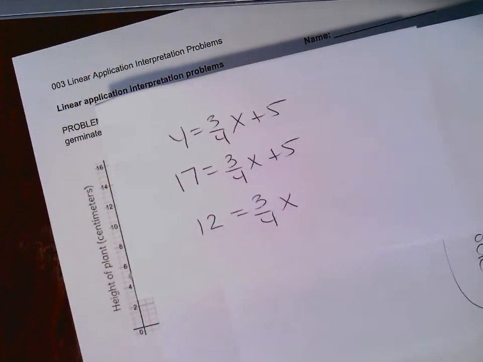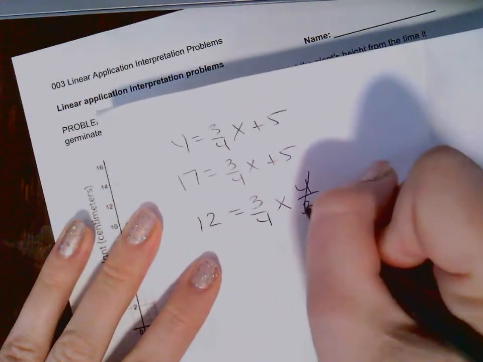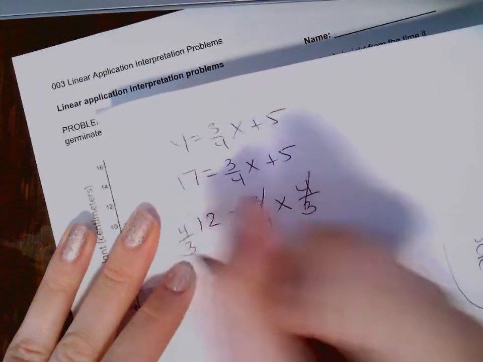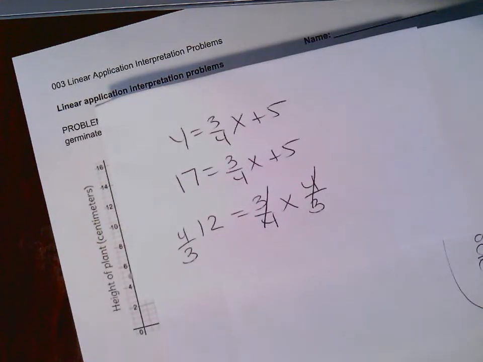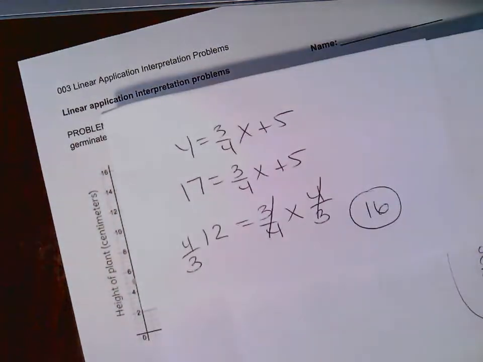On your calculator, you could divide using parentheses. To me, it's easier to multiply by the reciprocal of fractions. So actually take 12 and multiply by 4/3. What is 12 times 4/3? Well, 12 times 4 is 48, and 48 divided by 3 is 16. So the answer is 16. They wanted to know on what day would the height be 17. So it would be on day 16.